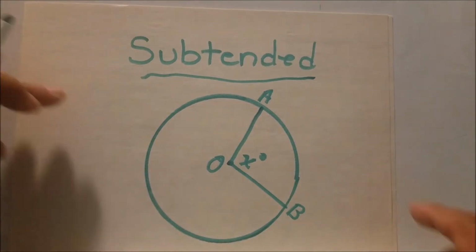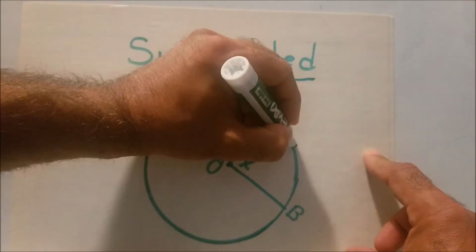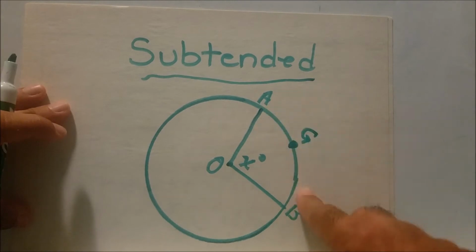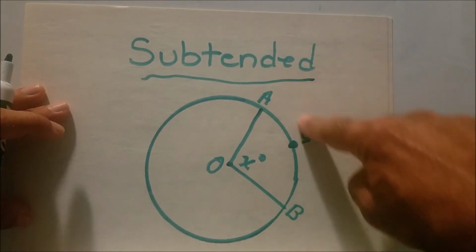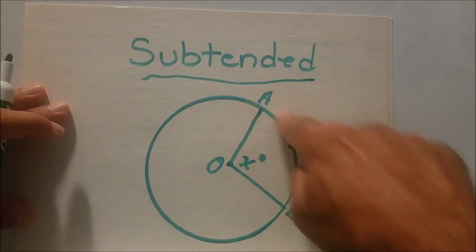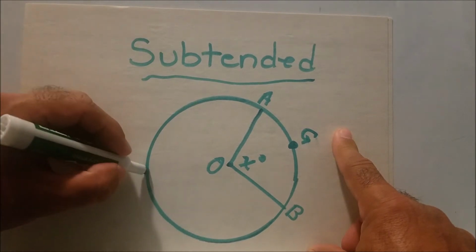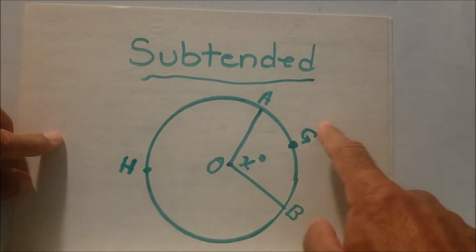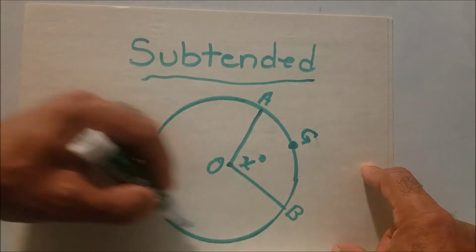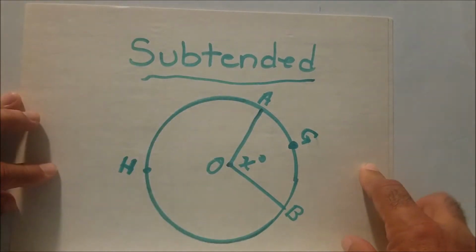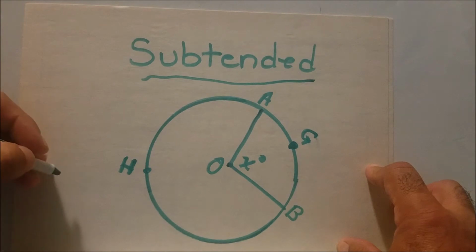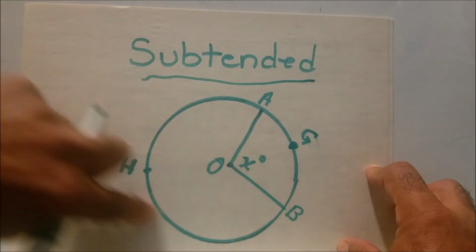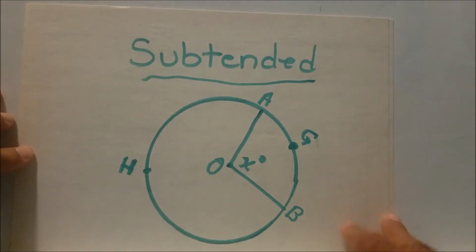All right, so let's look at a question here. Let's say we have another point on the circle. Let's put another point there. We'll call it G. So we have an arc right here, AGB. And let's say we have another point here. Call it H. So now we have another arc here, AHB. So let's say we're trying to find what the arc length is of AHB.